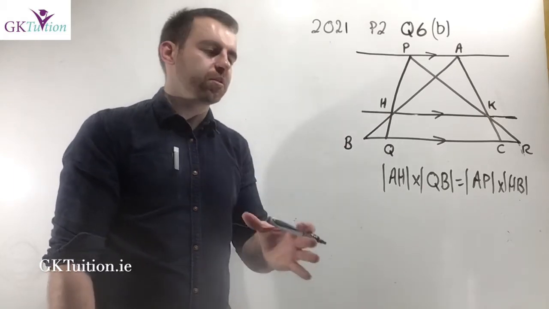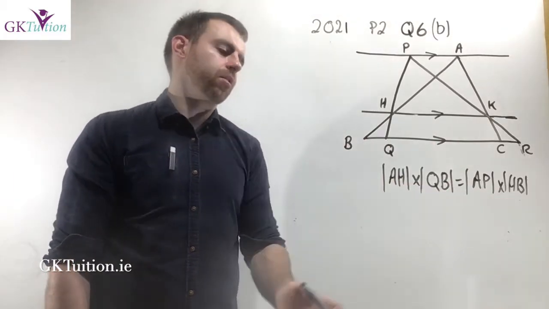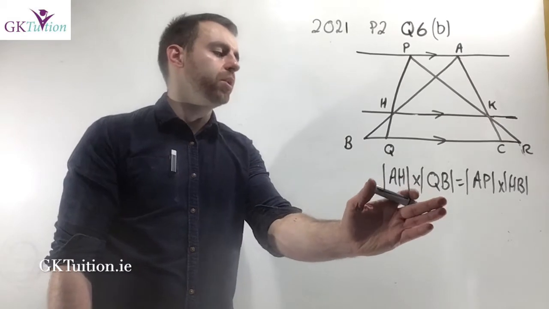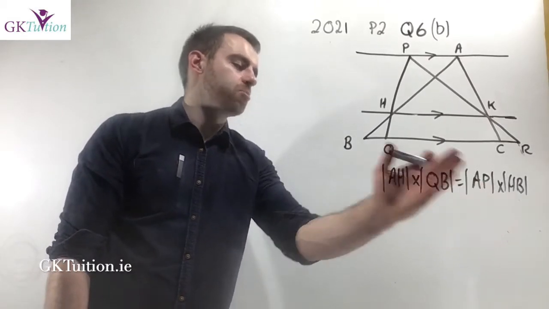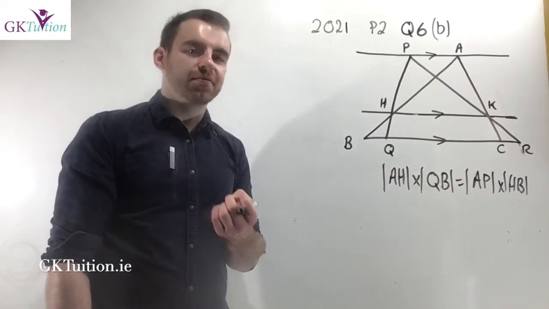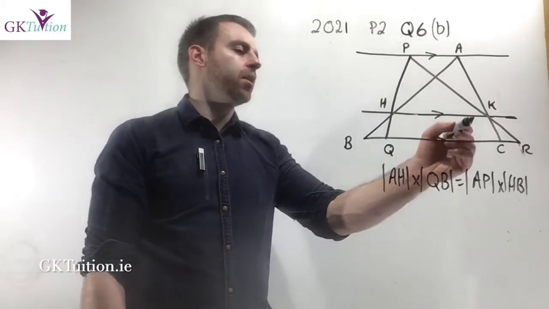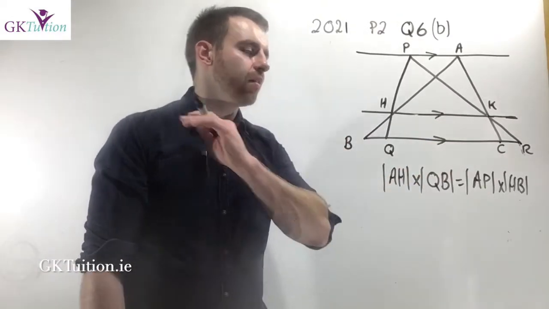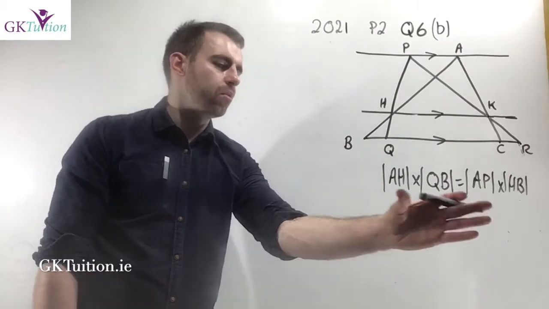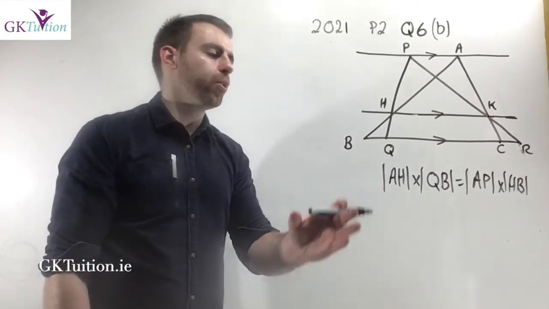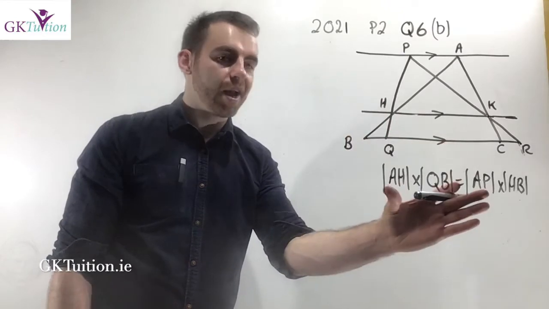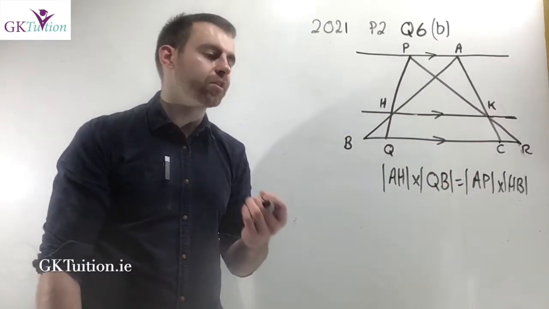To figure out where to begin here, we should look at the answer. I'm trying to prove that AH by QB equals AP by HB. The first thing I have to figure out is what triangles are relevant. For example here, the triangle KCR has obviously got nothing to do with it because none of those letters are here. But if I just look at my answer, I'll be able to figure out which triangles are relevant.